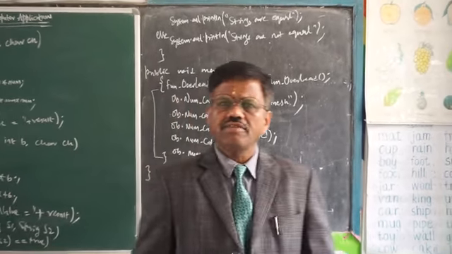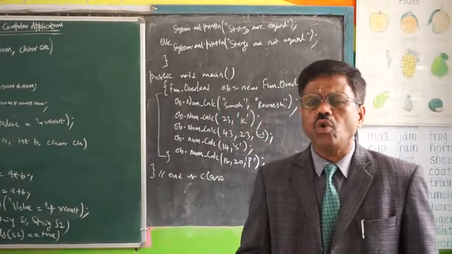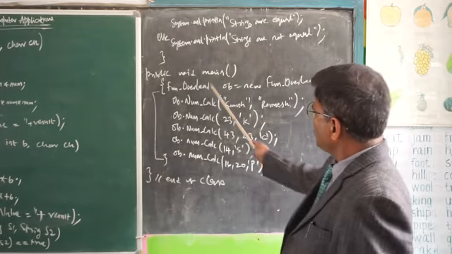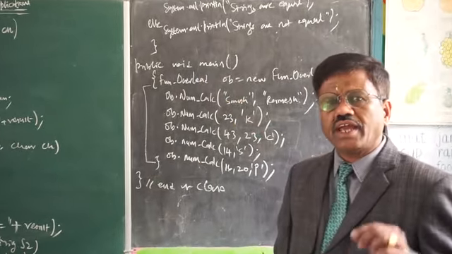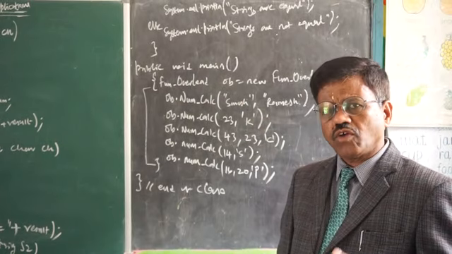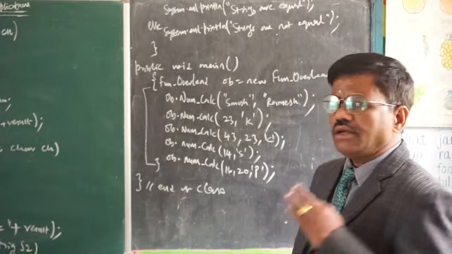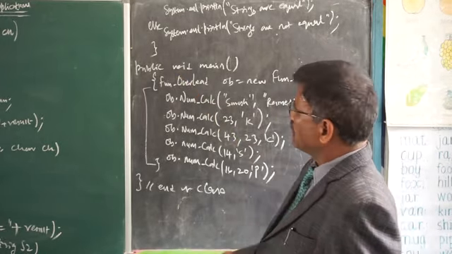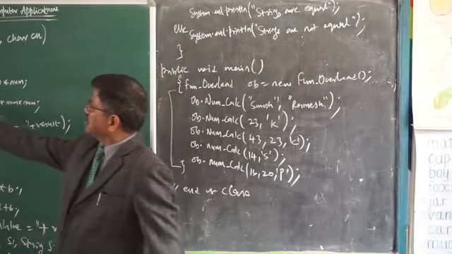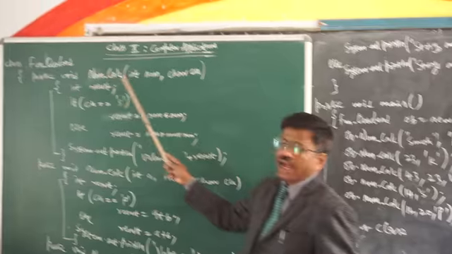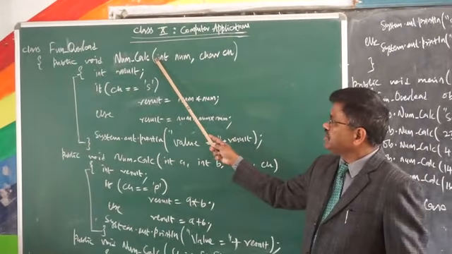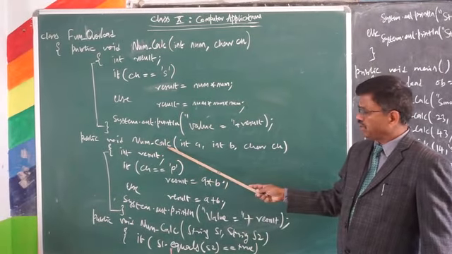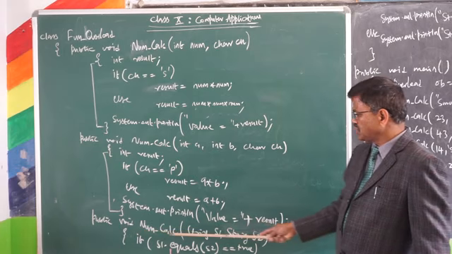Now, here I have a class called FunctionOverload, which consists of four methods. Namely, the main method, which is the gateway of your class, and there are three other methods having the same name. Look closely. Public void numCalc. This is the first method. This is the second method called numCalc, and the third method is called numCalc.